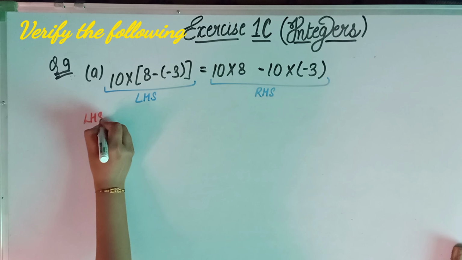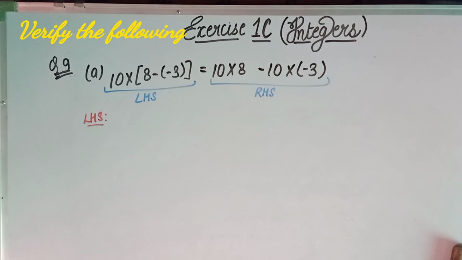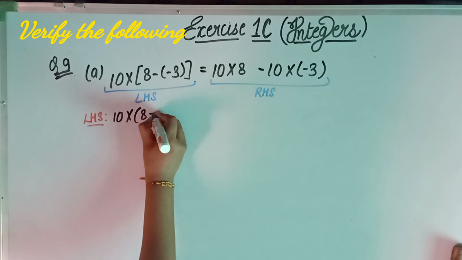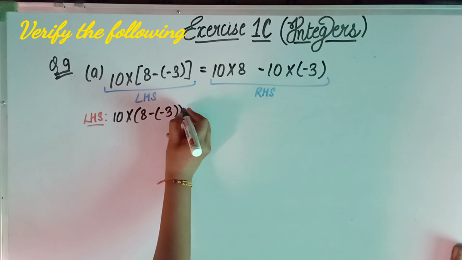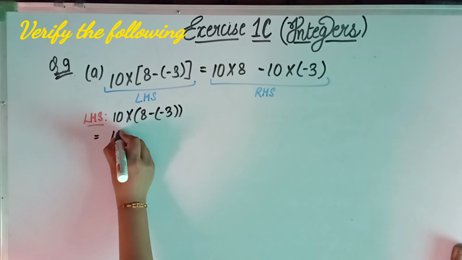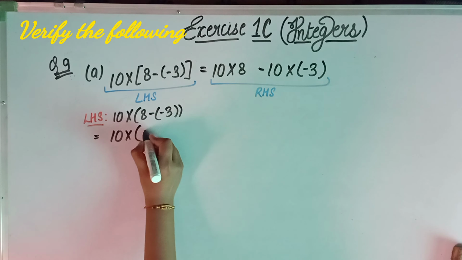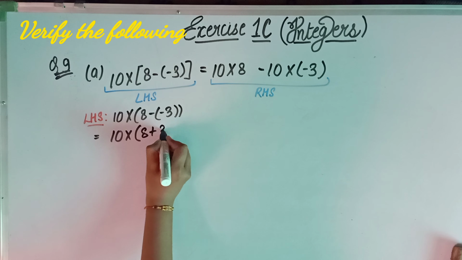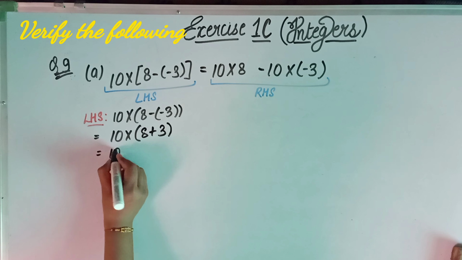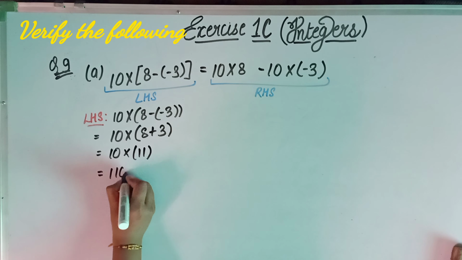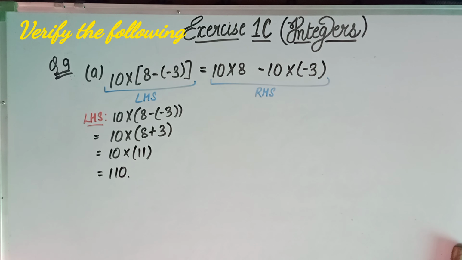So what do we have in the LHS? Here in the LHS we have 10 multiplied by 8 minus minus 3. Okay, so firstly we are going to solve the brackets. Our first priority is to solve the bracket first. So minus minus plus 3. Okay, so 8 plus 3 is 11, so it's 11 tens, 110. Okay, the LHS is 110.